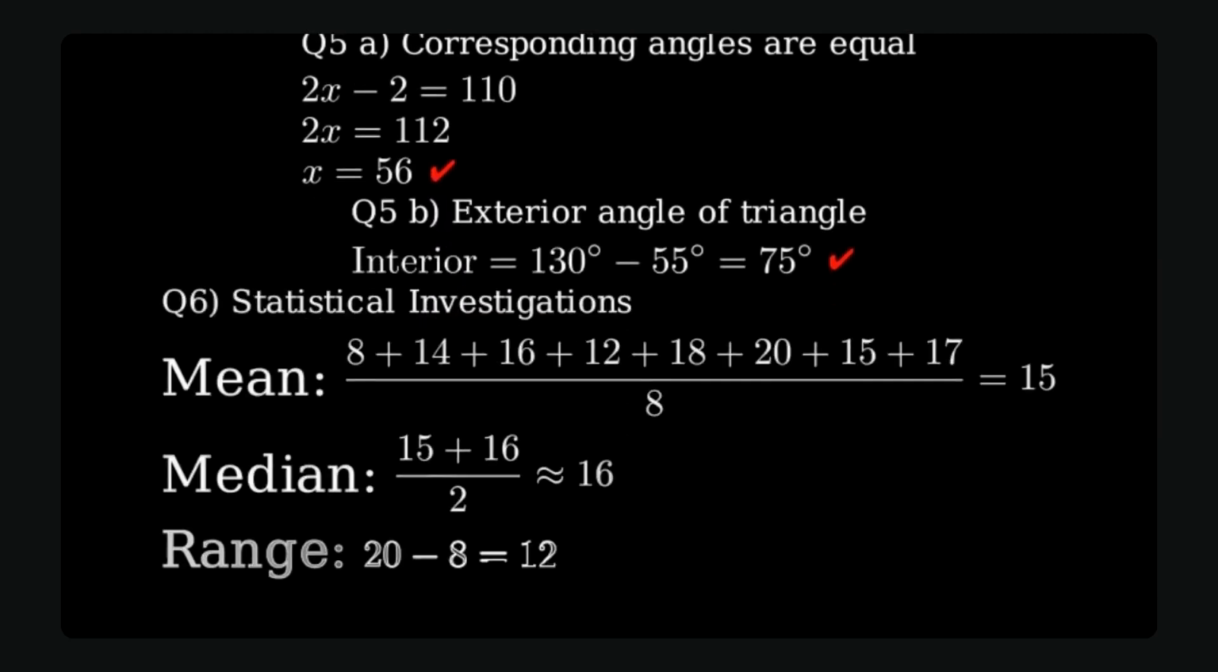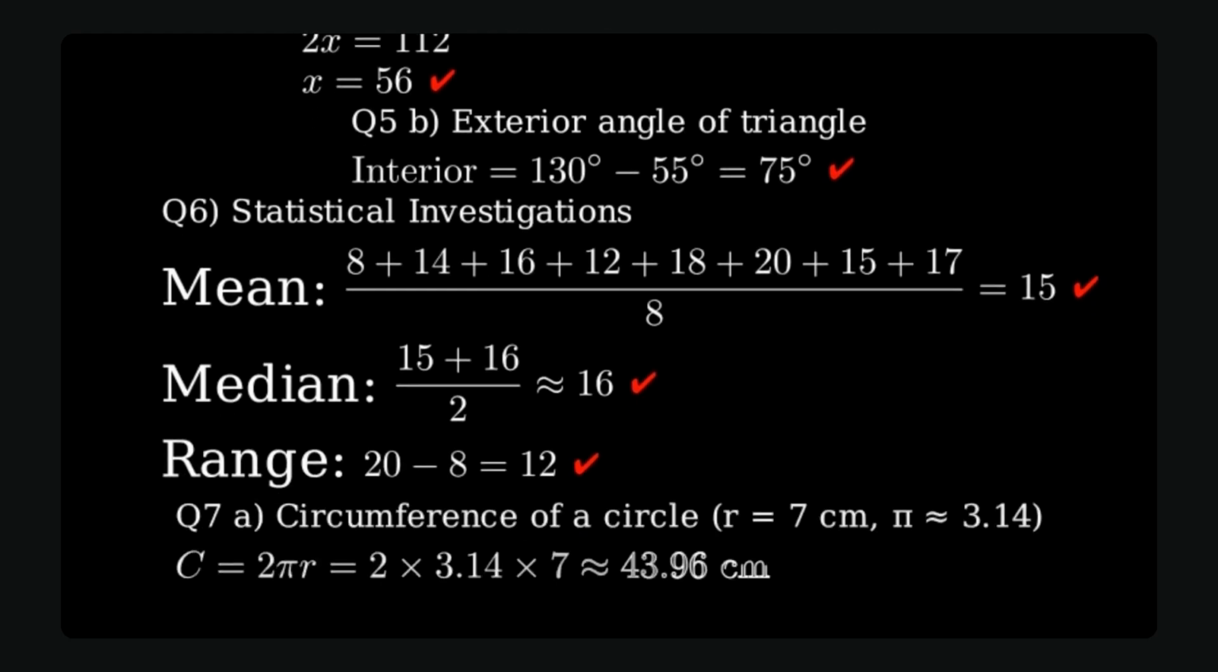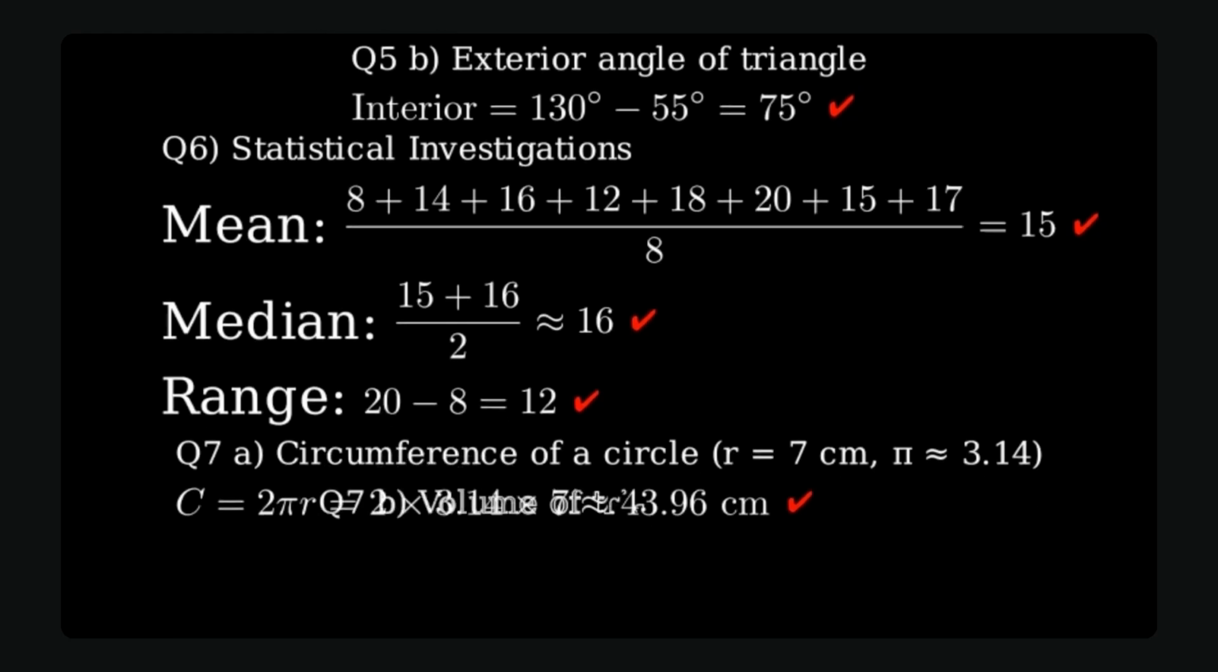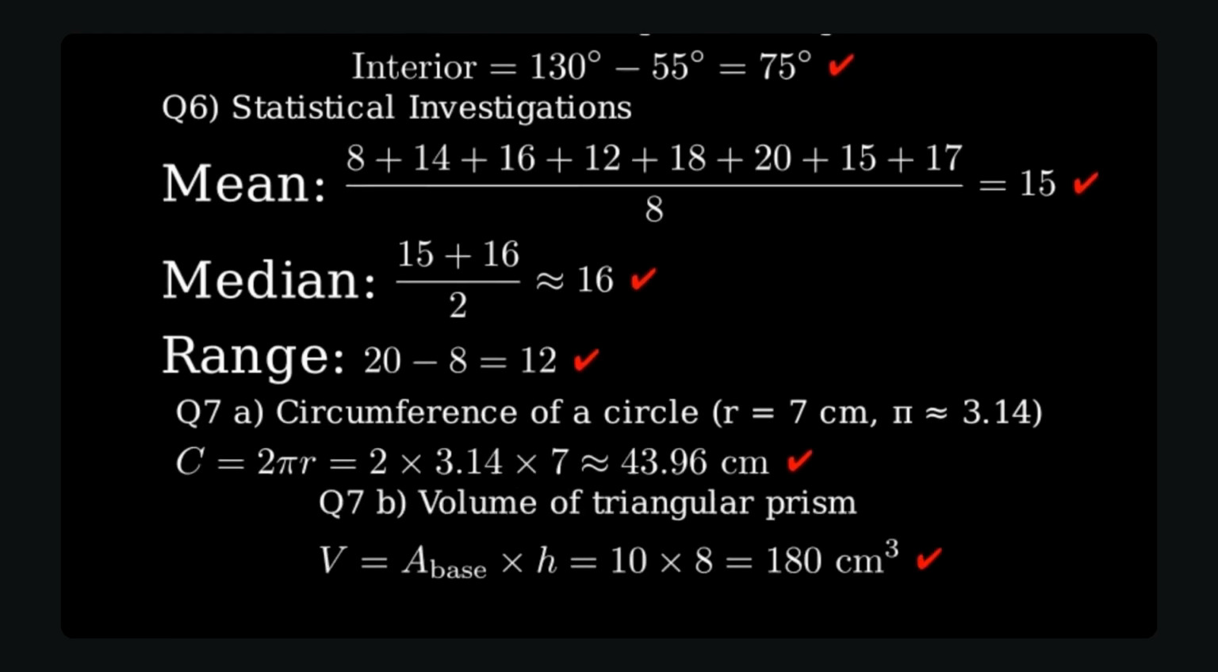Question 6. The scores are 14, 16, 12, 18, 20, 15, and 17 with an additional value 8 from the scheme total. Mean equals 15. Median about 16. Range equals 12. Question 7A. Circumference equals 2 pi r. With radius 7, using pi equals 3.14, we get about 43.96 centimeters. Question 7B. Volume equals base area times height. With base area 10 and height 8, the marking scheme states 180 cubic centimeters.